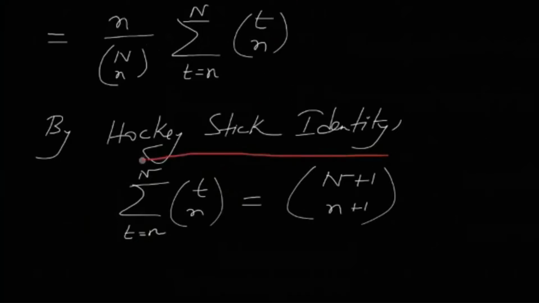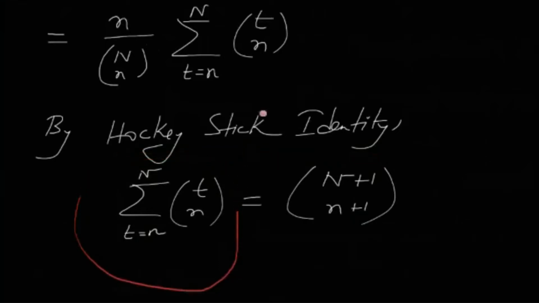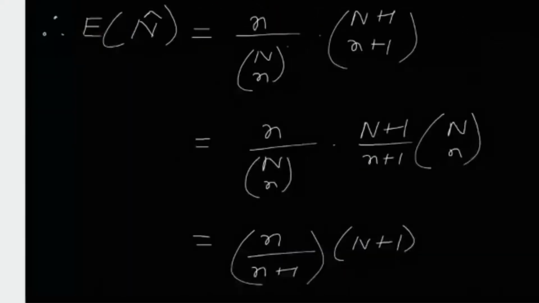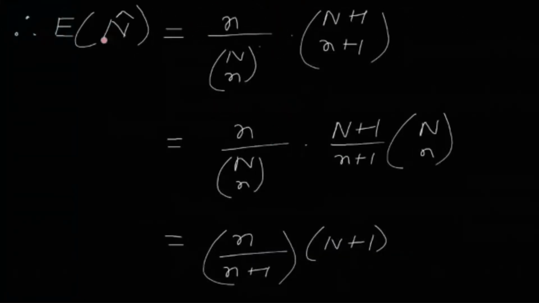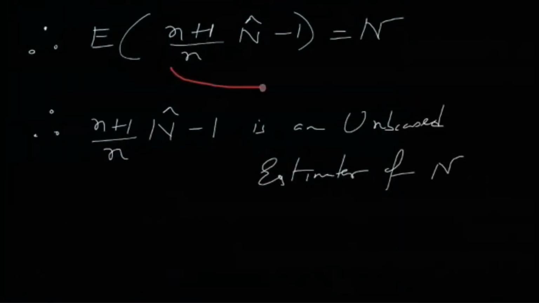Now using this hockey stick identity, this entire thing is nothing but N plus 1 choose n plus 1. Therefore ultimately the expectation of n hat is nothing but n by n plus 1 into capital N plus 1. Therefore the expectation of n plus 1 by n into n hat minus 1 is equal to capital N. Therefore this is nothing but an unbiased estimator of capital N. Therefore we have also proved the third question, right?